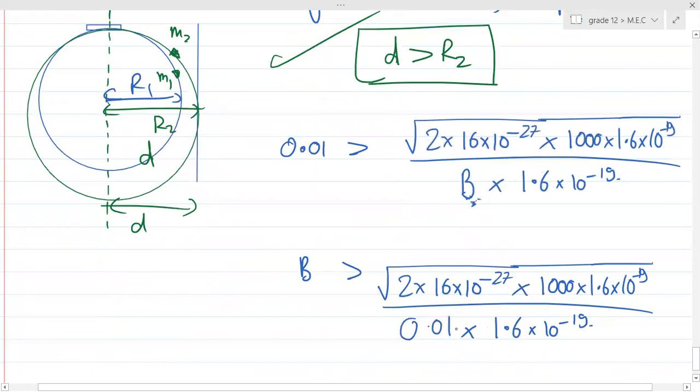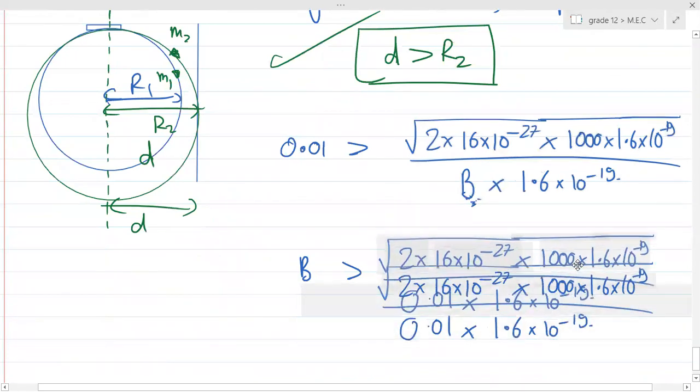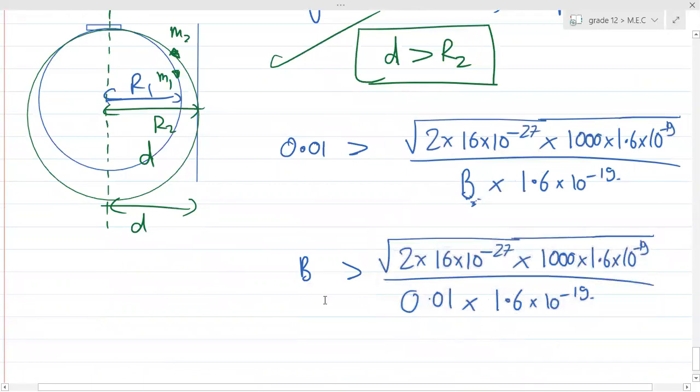So that's the final answer. Can you see, guys? B should be greater than this. If B should be greater than this, that implies the minimum is equal to this. So this is the last question.